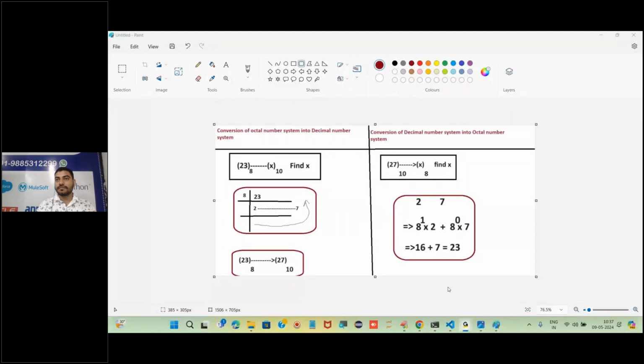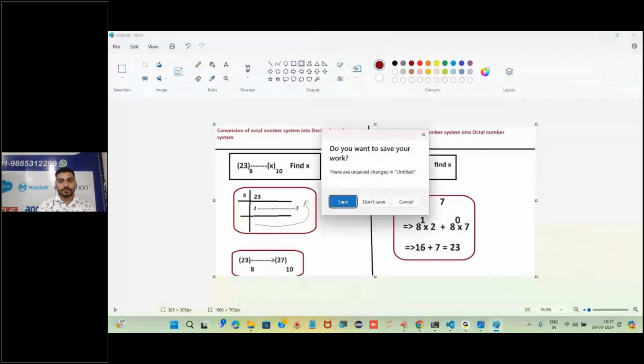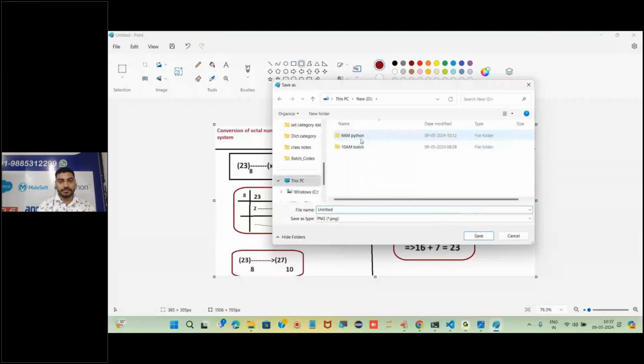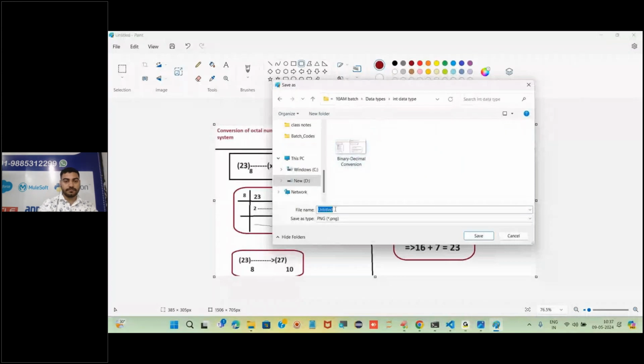So this is something to convert octal into decimal and decimal into octal. Now let's go one more. First, I'll save this. Okay, data types, integer data type. Here I will save it as octal decimal conversion.